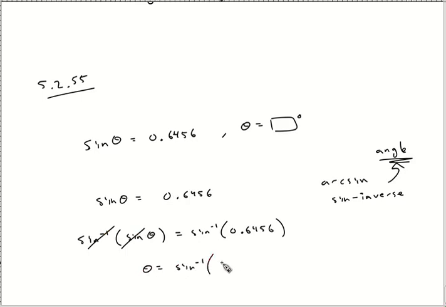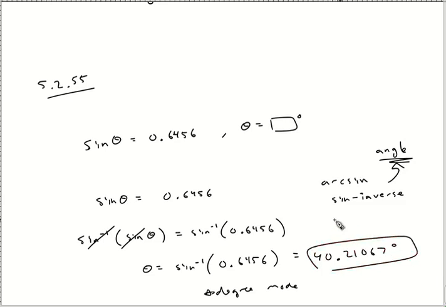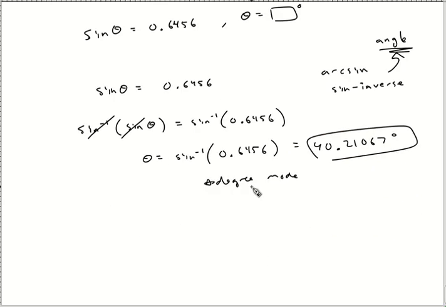Now, this is all calculator, all of it. And make sure you're in degree mode because it's going to say, hey, we need degrees. So put it in degree mode. And I got 40.21067 degrees. That's my answer that I'm going to put in the box up there, okay? Not hard at all, not hard.